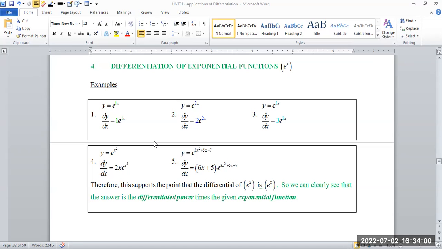So the differential of e to the x is e to the x. It means that when I'm finding the differential of an exponential function, it is going to be the exponential function itself, and then I'm going to differentiate the function and put it up top. So what do you mean by that? You will soon see. I'm getting there.